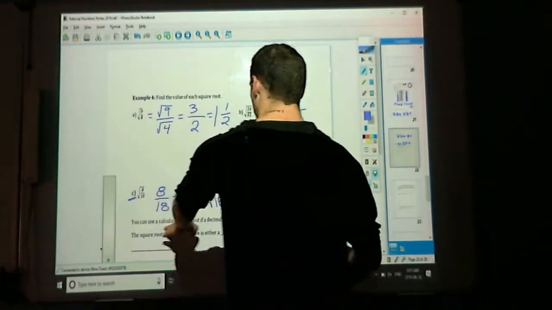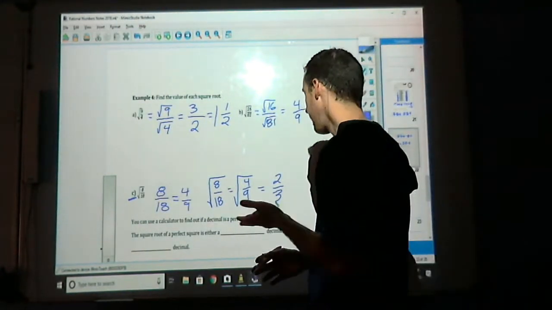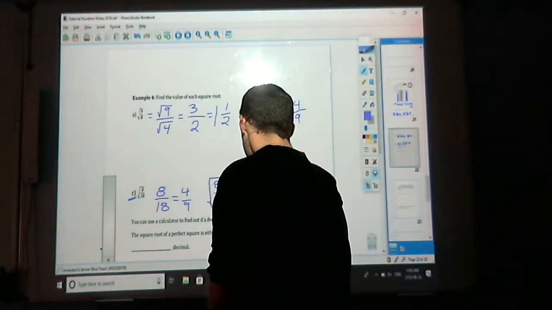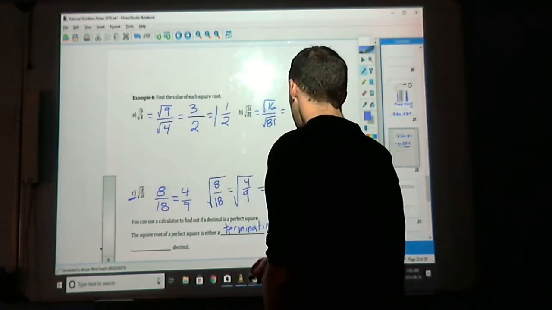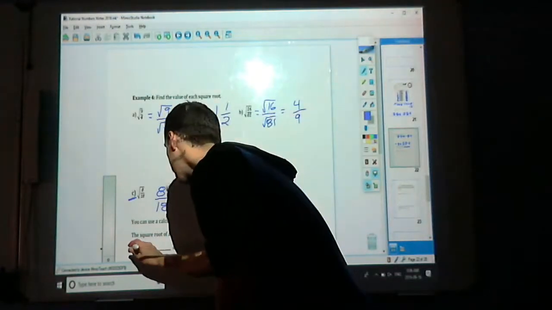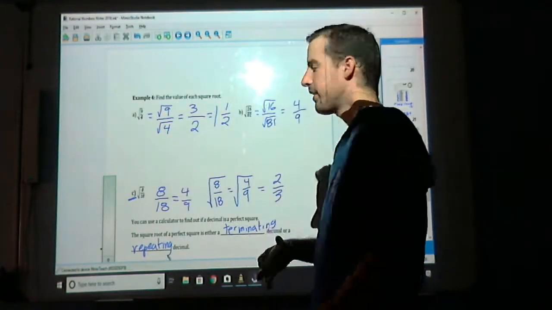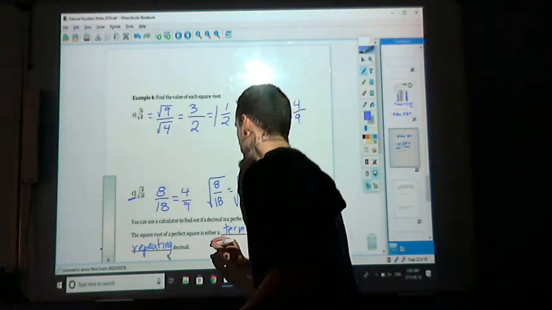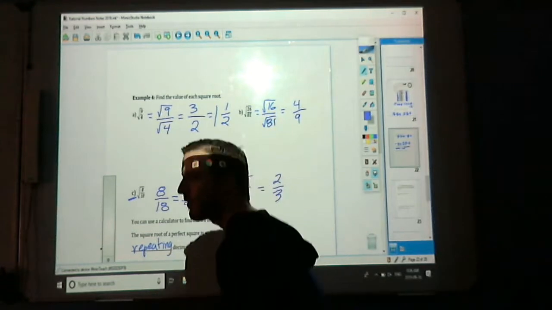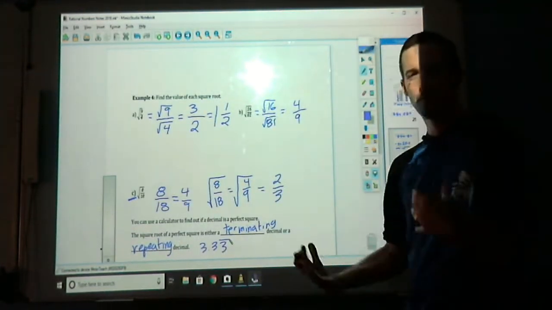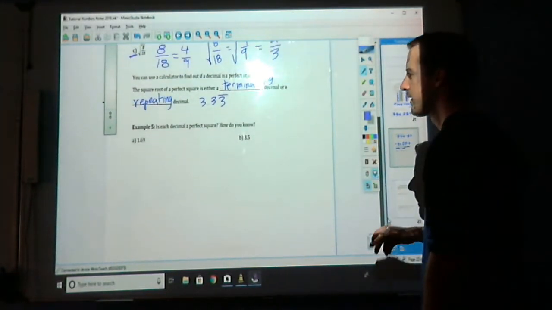Okay, so you can use a calculator to find out if a decimal is a perfect square. Okay? So the square root of a perfect square is either a terminating decimal, so a decimal that doesn't go on forever, or a repeating decimal. Okay, and that's a number that will continue on forever, an example of which would be 3.33, right? So this 3 continues forever. The pattern doesn't change, like what numbers will follow. So it has to be one of those two combinations to be a perfect square with a decimal.